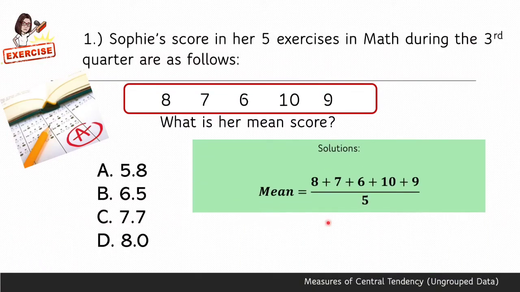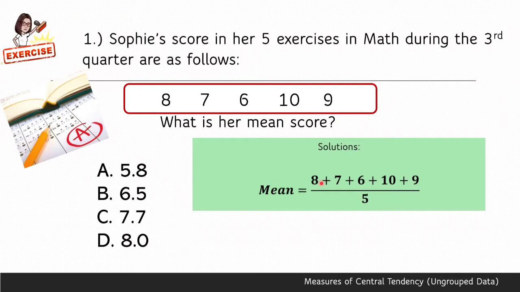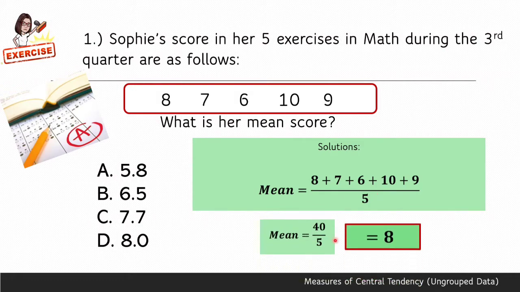Okay, time's up. So for our solution, you simply have to add all the numbers, the 8, 7, 6, 10, and 9, and you have to divide them by 5. So we will get 40, and then dividing it by 5, finally we will get 8. So our answer should be D, 8.0 or 8. Did you get it? Nice!